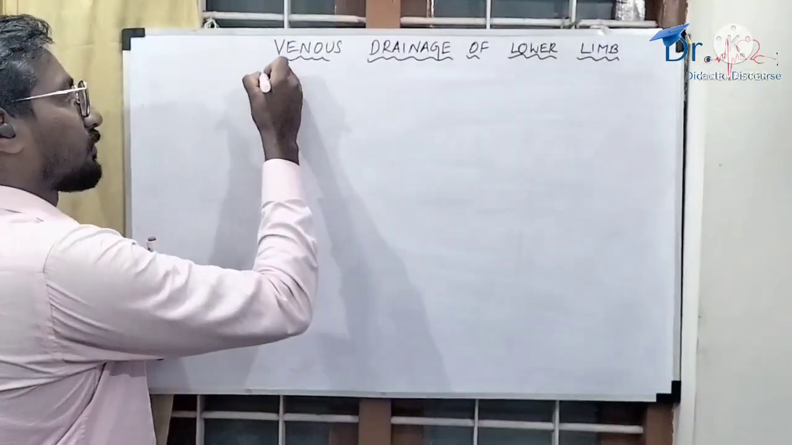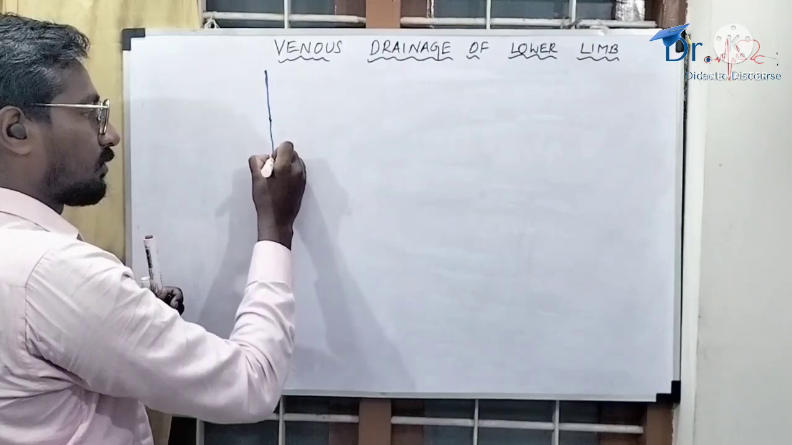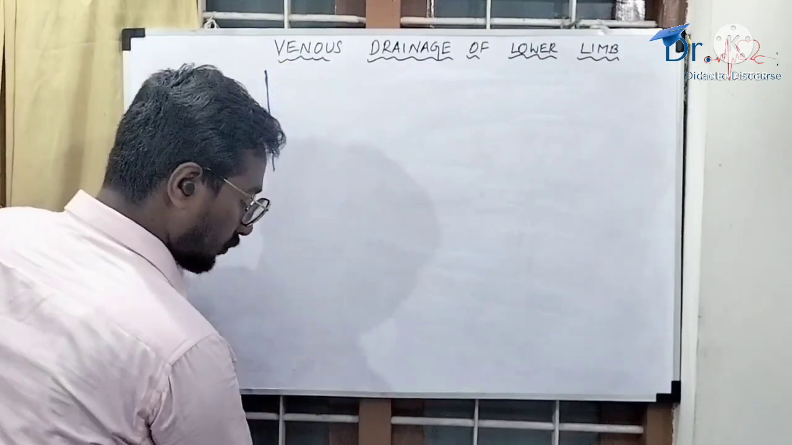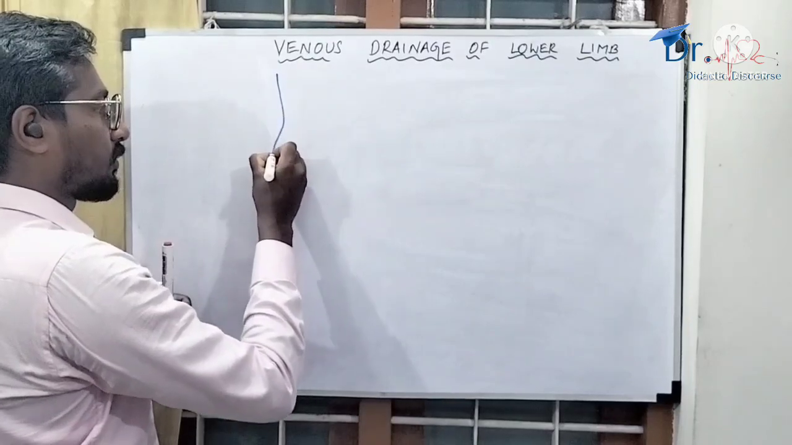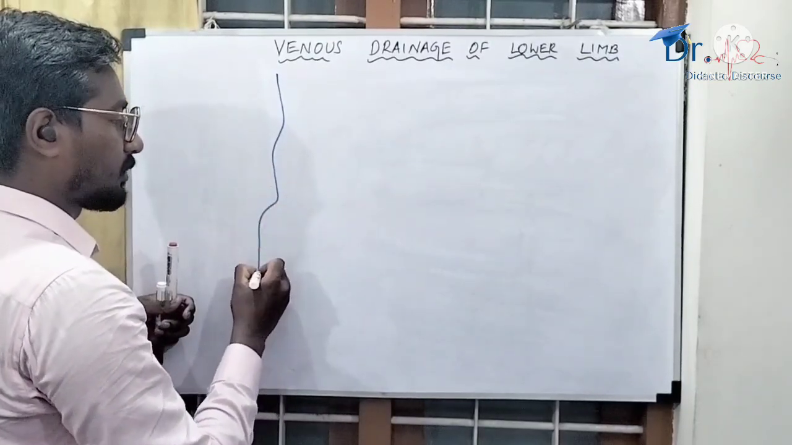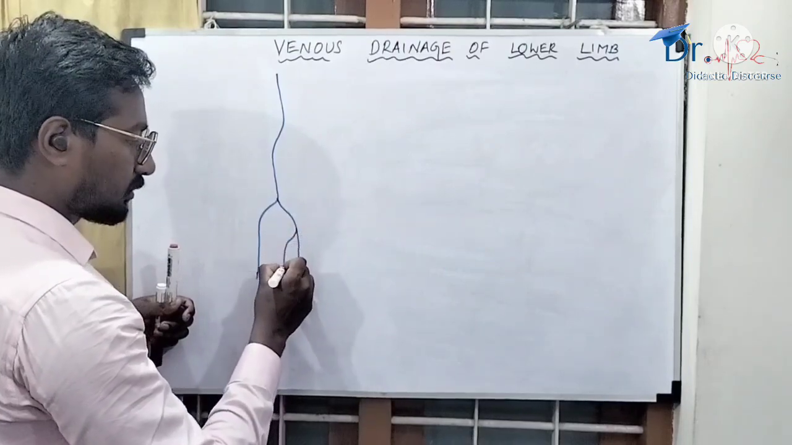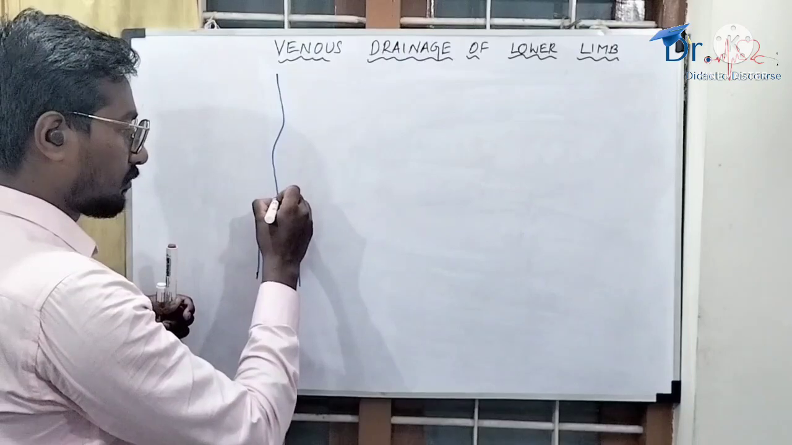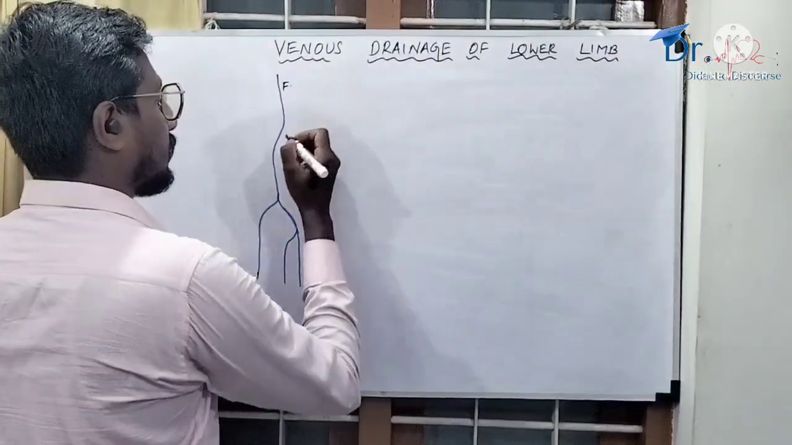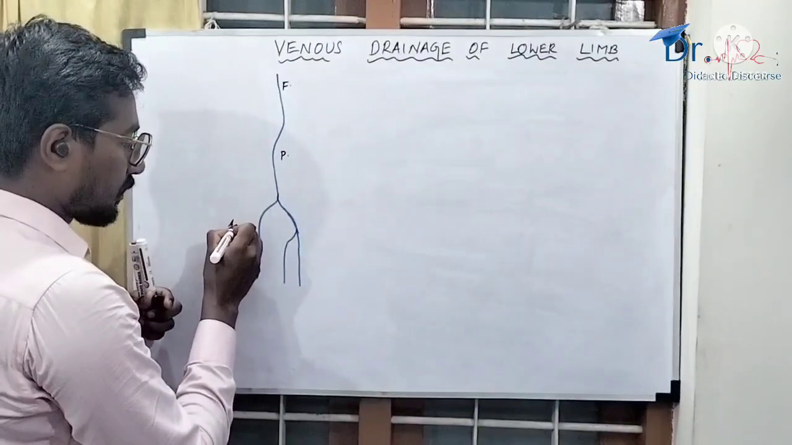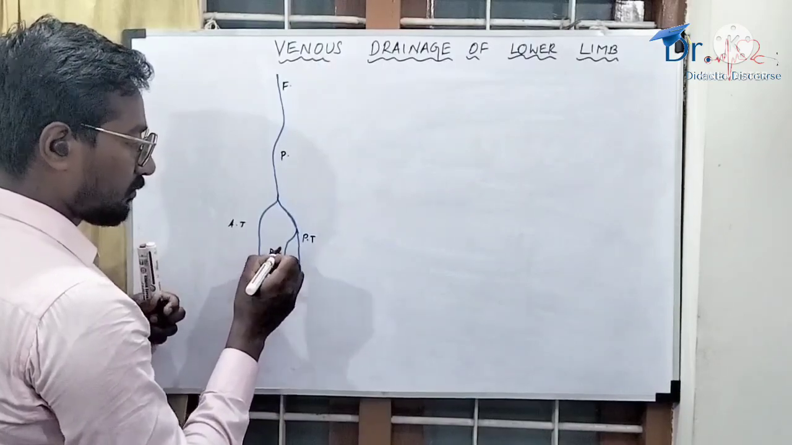So here you have the deep veins. As I told you already, the deep veins are the femoral vein, the popliteal vein, the anterior tibial and posterior tibial veins, and the branch of the posterior tibial vein, which is the fibular or peroneal vein. So this is the femoral vein, this is the popliteal vein, this is the anterior tibial, this is the posterior tibial vein, and you have the peroneal vein.